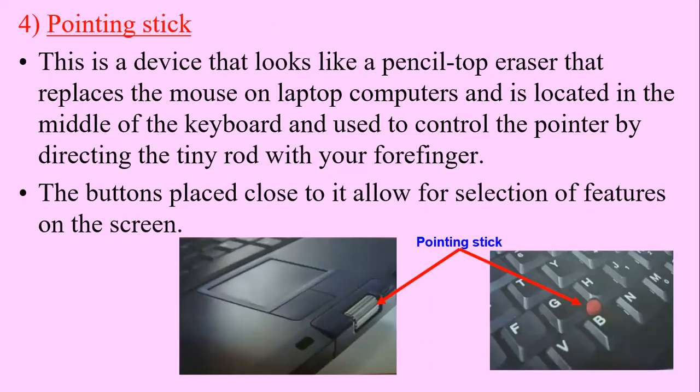The fourth device is the pointing stick. This is a device that looks like a pencil-top eraser that replaces the mouse on laptop computers and is located in the middle of the keyboard and used to control the pointer by directing the tiny rod with your forefinger. The buttons placed close to it allow for selection of features on the screen, and this pointing stick is as illustrated in this diagram.